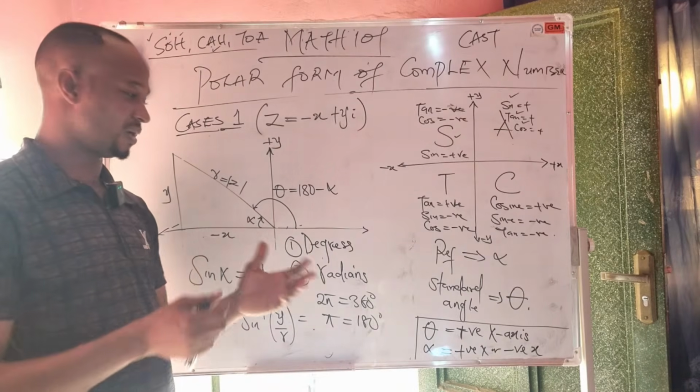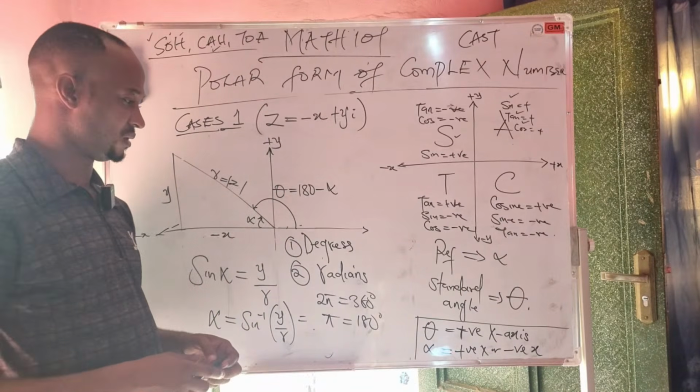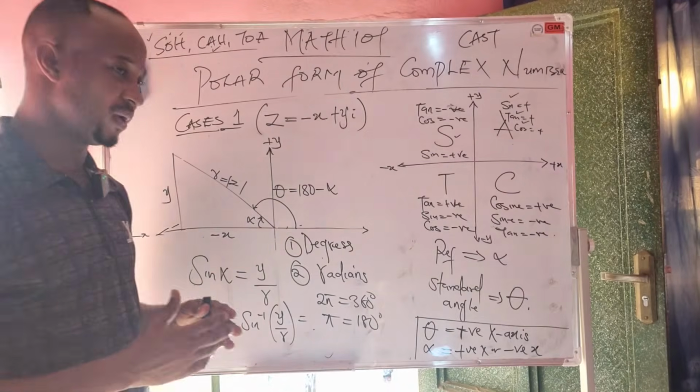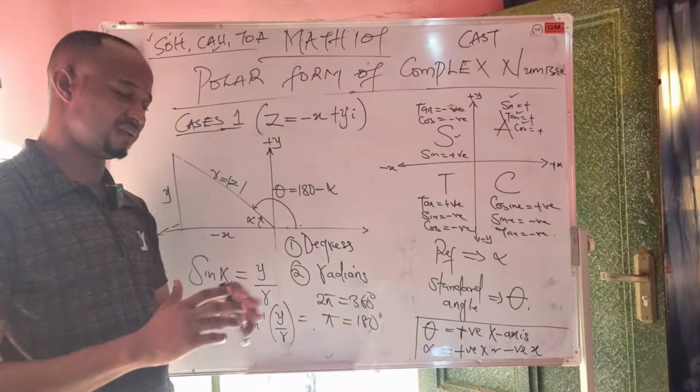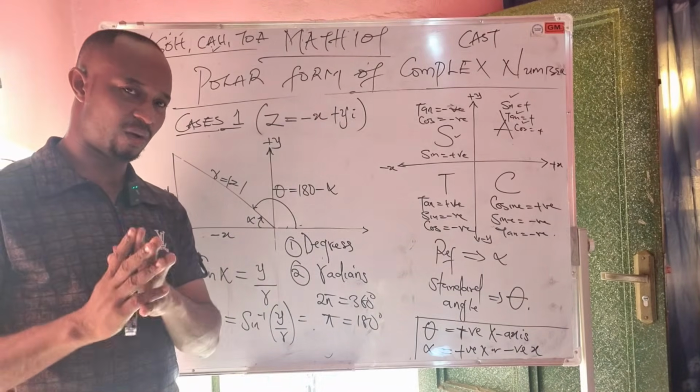By the time we continue, I will explain how to convert from degrees to radians. All right? Okay. But just know that we have 2 ways of measuring angles. You can measure angle in terms of degrees. You can also measure angle in terms of what? Radians.